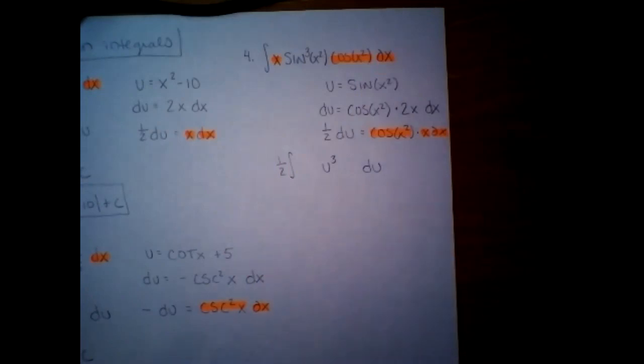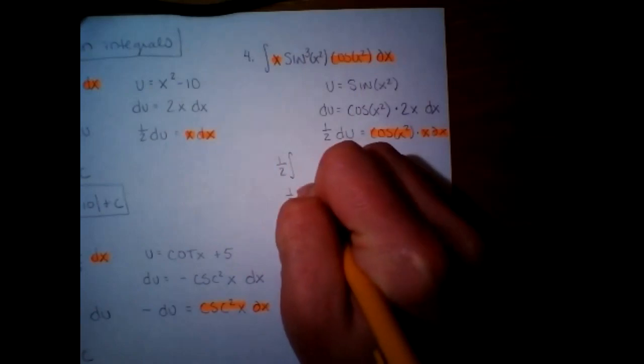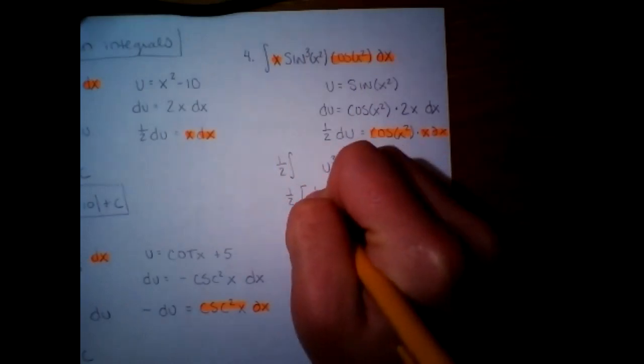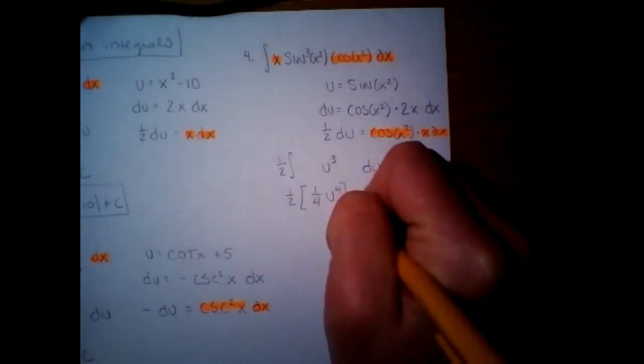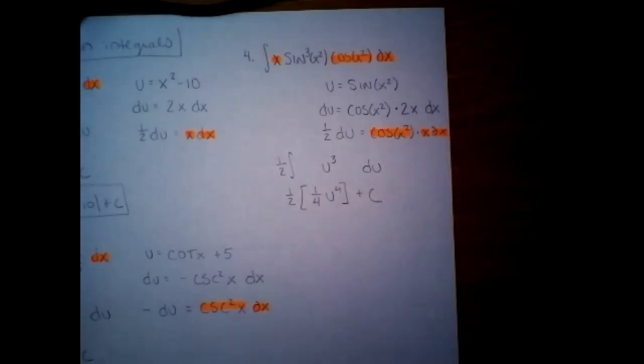So don't forget to do the antiderivative. For u cubed, that would be 1/4 u to the 4th plus c.